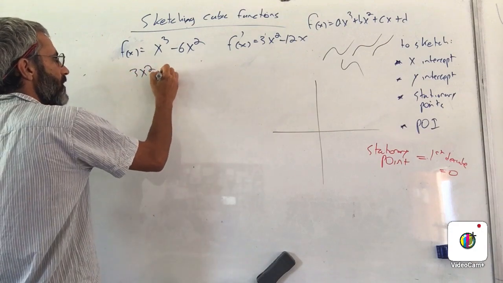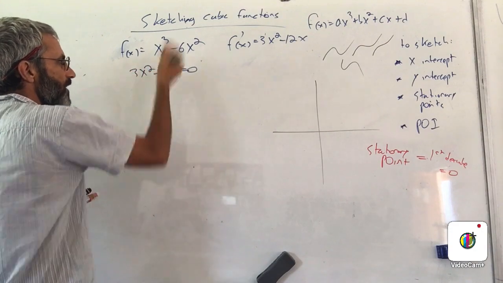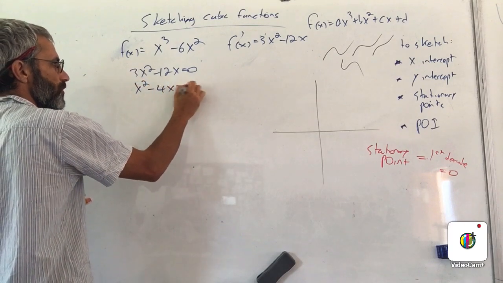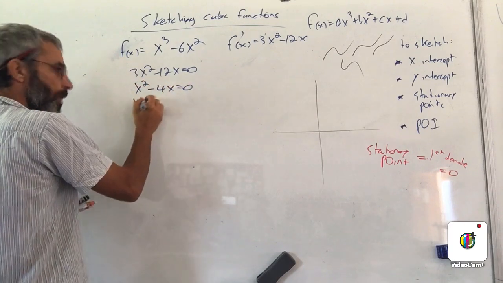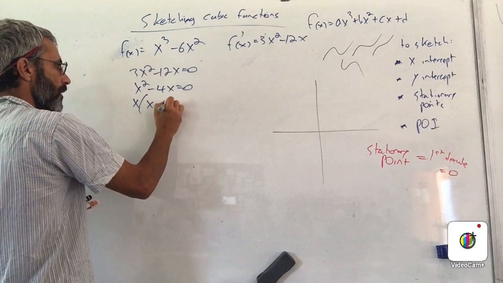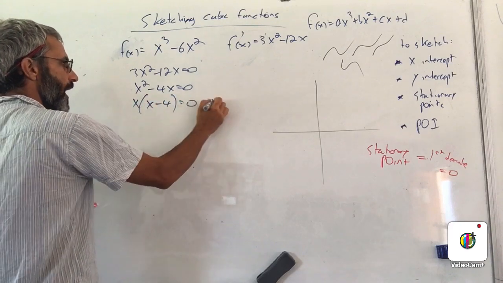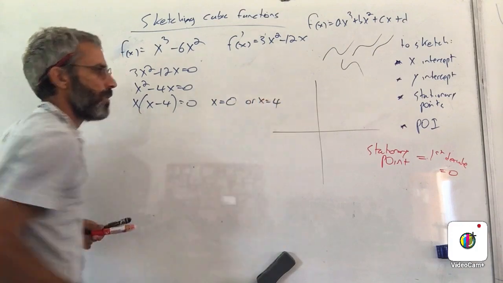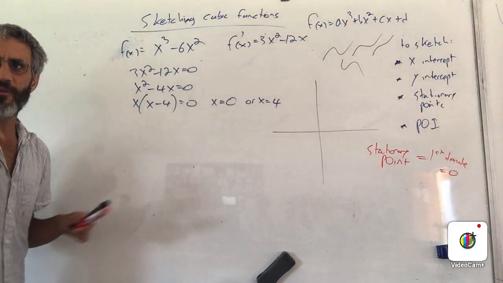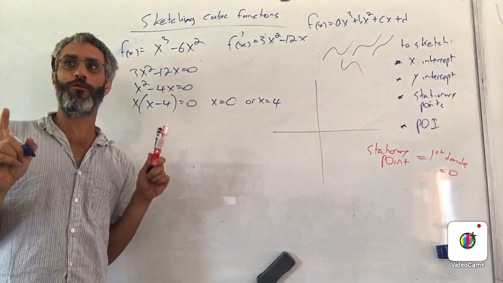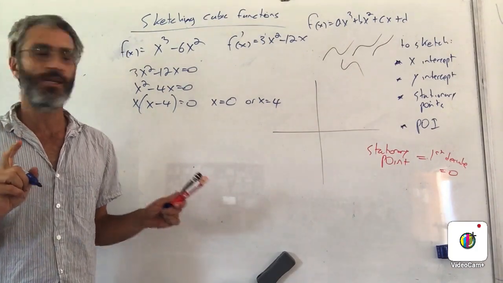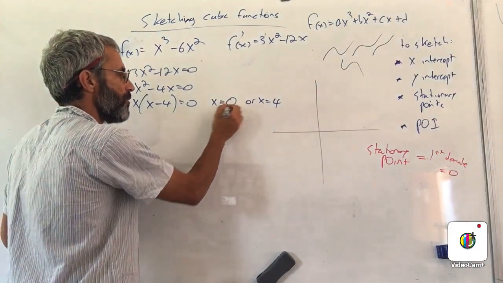So we're going to basically say 3x squared minus 12x equals 0. That's easy. I divide by 3. x squared minus 4x equals 0. Now I'll factorize. So I've got x equals 0 or x equals 4. Now before I find out the nature of these stationary points, whether it is a maximum or a minimum, in fact I won't even need to do it yet.